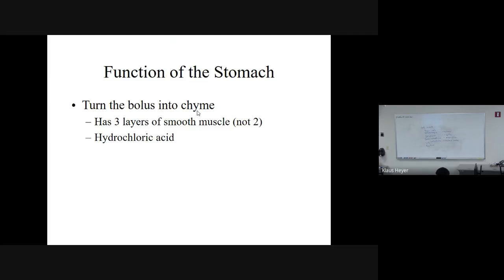The functions turn the bolus into chyme, like liquefy it. And so how is the stomach able to accomplish that? It has a third layer of smooth muscle. So in most of your GI tract, you have a longitudinal layer, a circular layer. Here in the stomach, there's a third layer, the oblique or diagonal layer. So there's a third layer of muscle to really push that food around, and then there's hydrochloric acid.